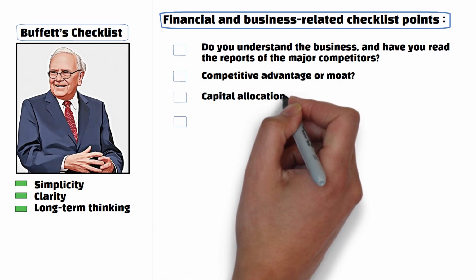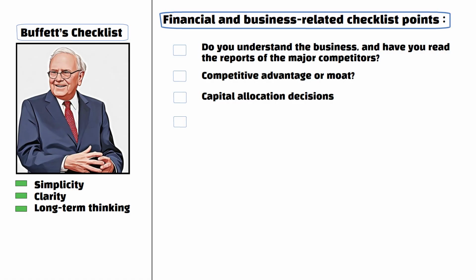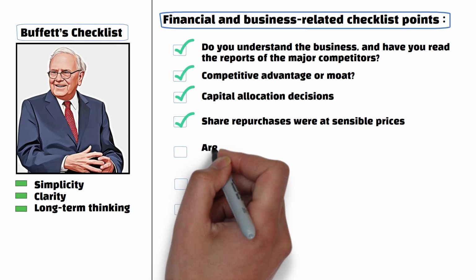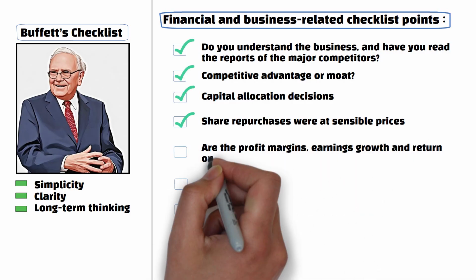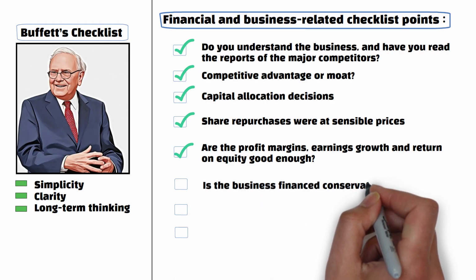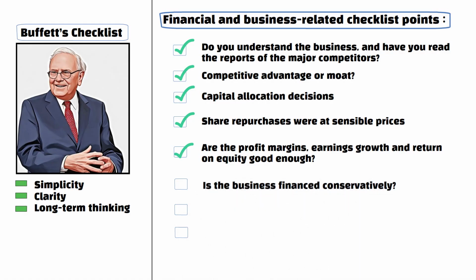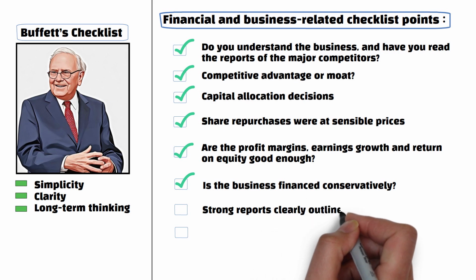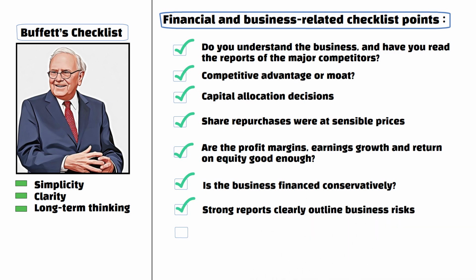Pay close attention to capital allocation decisions. Assess whether share repurchases were at sensible prices, as high-quality businesses buy back shares only when it makes sense to do so. Next, are the profit margins, earnings growth, and return on equity good enough? Is the business financed conservatively? Strong reports clearly outline business risks, so avoid companies that highlight only good news. And lastly, checkpoint 8 is prefer straightforward accounting with minimal adjustments.